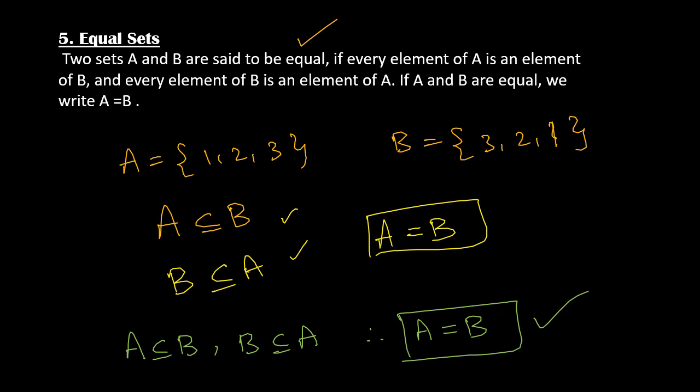So instead of "therefore", let us use the symbol "if and only if". If I say A is a subset of B and B is a subset of A if and only if A equals B, so both the sides, you know, right? What is the meaning of this? If I take the left-hand side, we'll get the right side. If I take the right-hand side, we'll get the left side. Any doubts up to here?